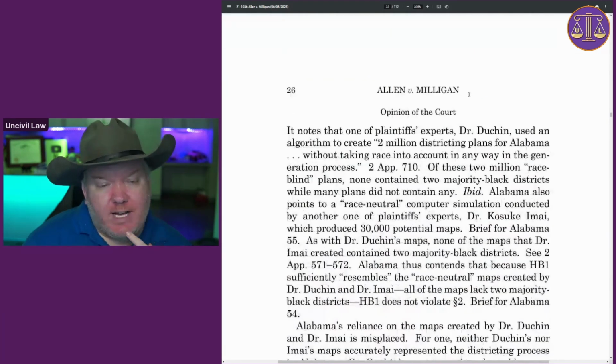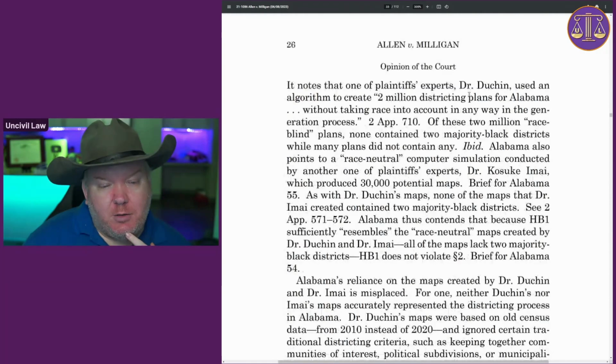It notes that one of the plaintiffs' experts used an algorithm to create 2 million plans for Alabama without taking race into account in any way in the generation. Of those 2 million race-blind plans, none contained 2 majority districts, and many plans did not contain any. Really? None of them? Okay.